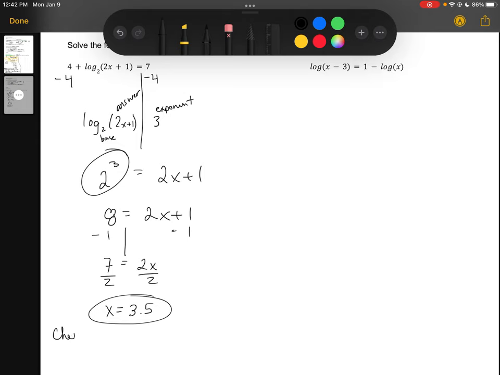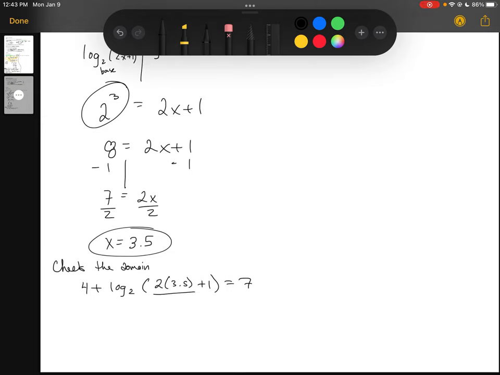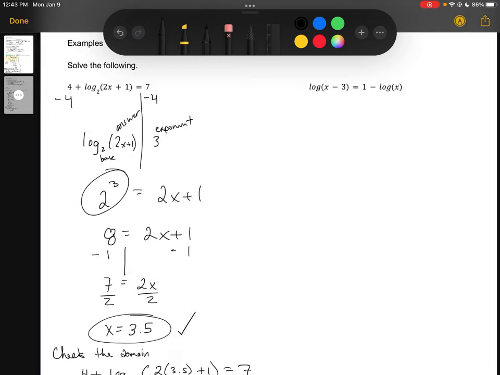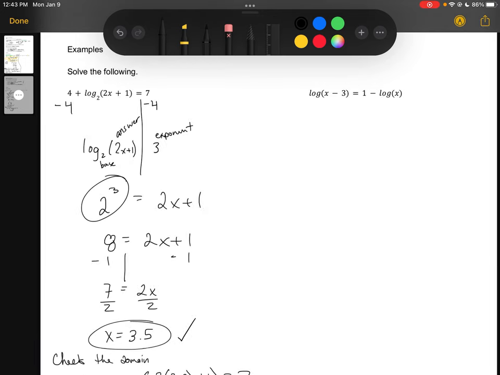So at this step, very, very important. Take x equals 3.5, check the domain. I want to make sure we don't get any negative logs here. So 4 plus log base 2 of 2 times 3.5 plus 1 equals 7. And we can see 2 times 3.5 is 7 plus 1, which is 8. So the log base 2 of 8, that is a positive log. That is in our domain.